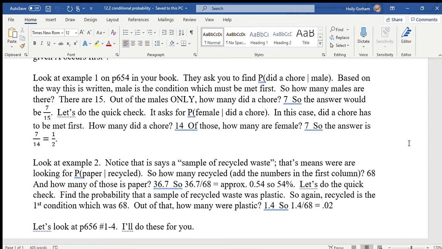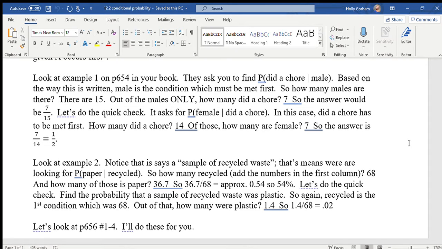Now let's do the quick check. It says the probability of a female given that they did a chore. So in this case, doing the chore would have to be met first. So how many did a chore? That's a total of 14. Of those, how many are female? There's 7. So that would be 7 out of 14, and that reduces to 1/2.